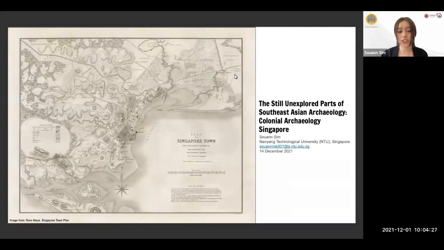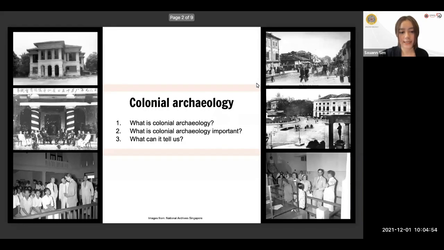My current research focuses specifically on the 19th to 20th century European porcelain excavated from Istana Kampong Glam in Singapore. And today I am presenting on colonial archaeology, something that I feel personally has enormous potential for the development of this field, especially in Singapore and also in Southeast Asia.